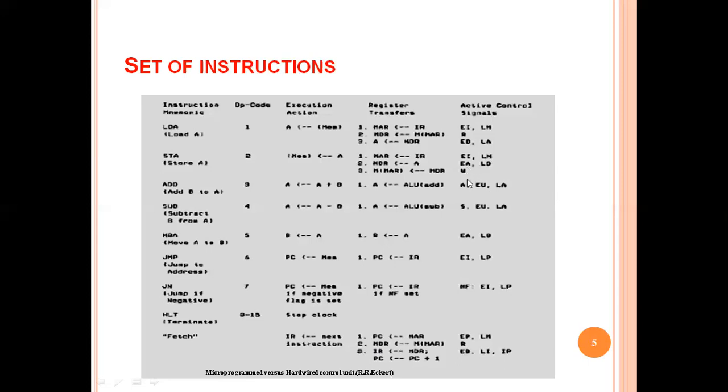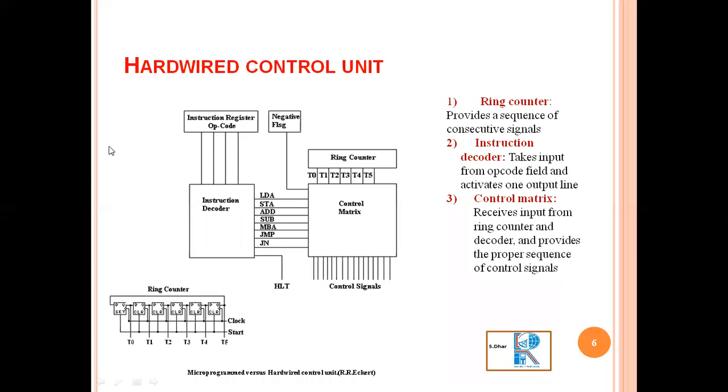Now see, it will be clear if I go here. So first it will go to the instruction register. After the fetch operation, it will go to the instruction register to generate the 4-bit opcode. From the 4-bit opcode, it will go to the decoder. Okay. From the decoder, it will decode which instruction will be executed.